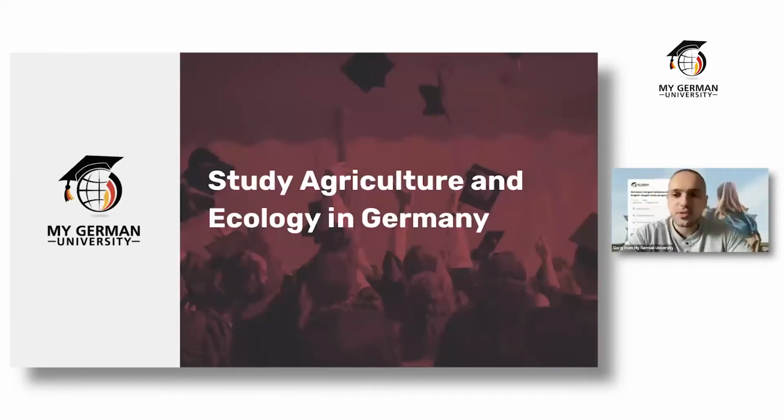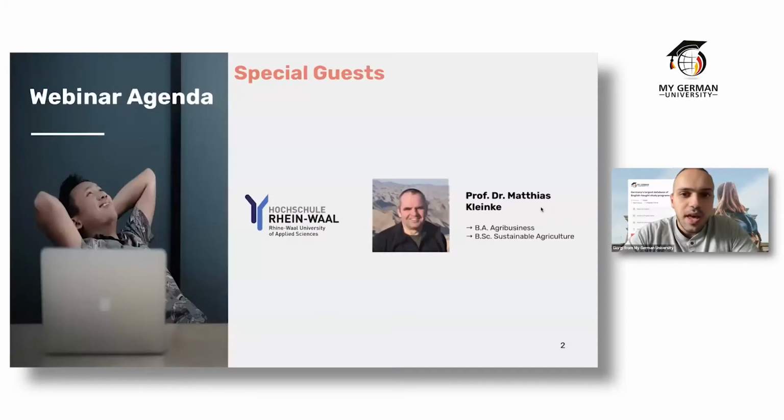As I said, the umbrella topic for today is studying agriculture and ecology in Germany. Our guest today is Professor Dr. Matthias Kleinke from Hochschule Rhine-Waal, or Rhine-Waal University of Applied Sciences. He will be talking today about two programs: the BA program in Agribusiness and the B.Sc. program in Sustainable Agriculture.